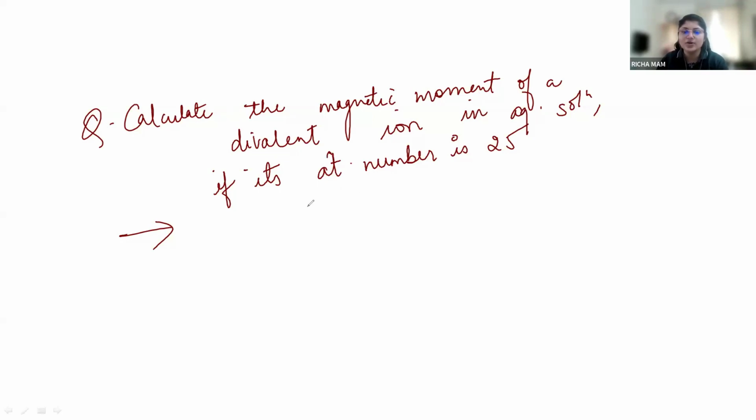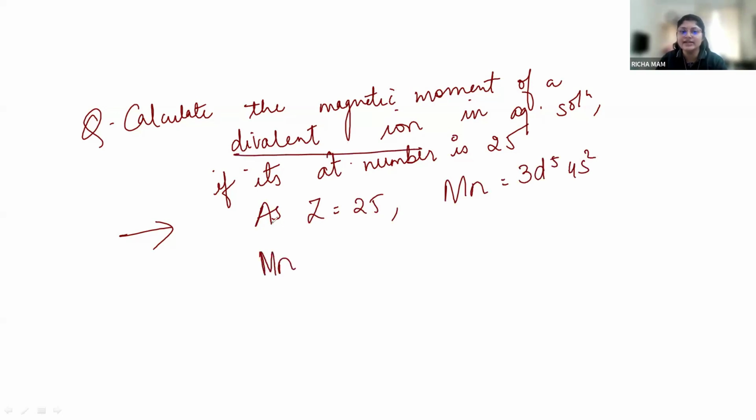So as the atomic number is 25, the element is Mn. Write the electronic configuration. It will be 3d5 4s2. Mn is divalent in nature. Divalent means +2, so it will be 3d5. So write the 3d5 system.